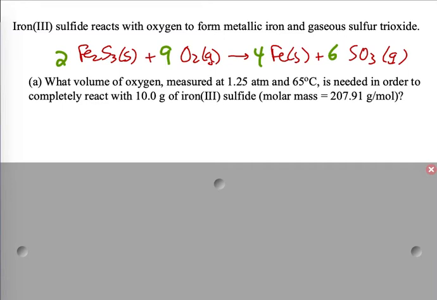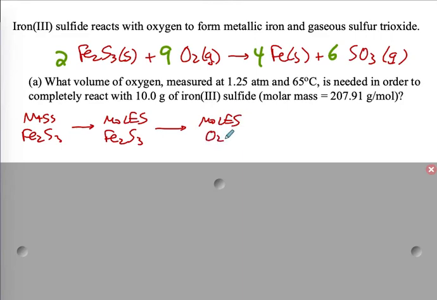Let's do a little roadmap. Again, beginning with the mass of iron 3 sulfide, which is our starting reactant that we're given, we can only convert that into moles of iron 3 sulfide, which we must convert to moles of oxygen needed, which we will convert to volume of oxygen needed.